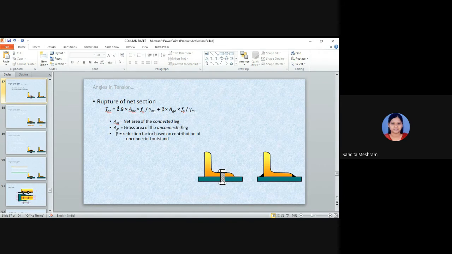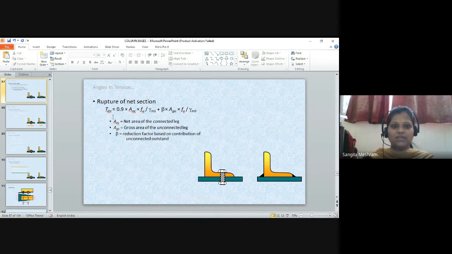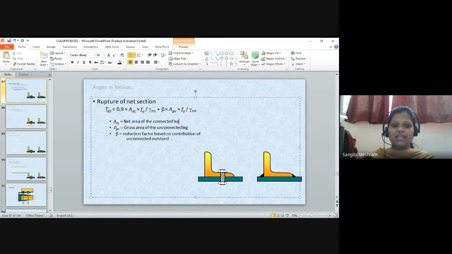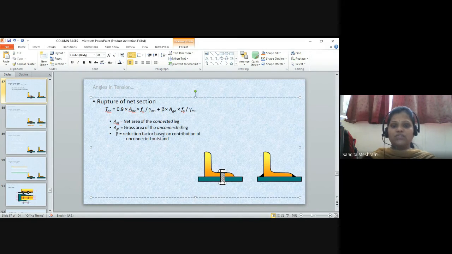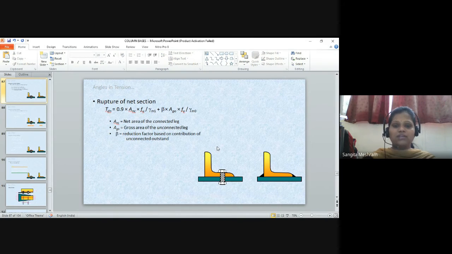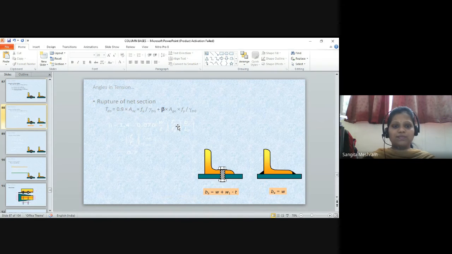So this is the rupture of net section. Okay. So this is the ANC, net area of connected leg, AGO, gross area of unconnected leg, and this beta value is the reduction factor based on the contribution of the unconnected leg. That depends on the shear lag width also. So beta factors we can calculate and find out the net section rupture value.